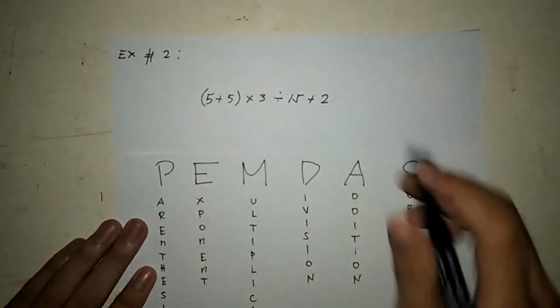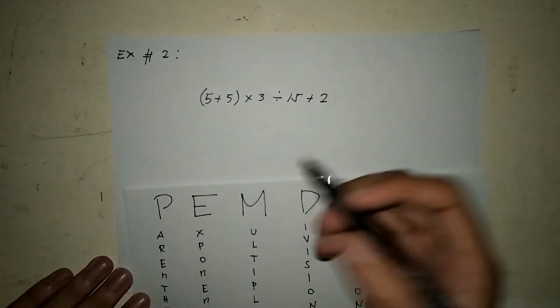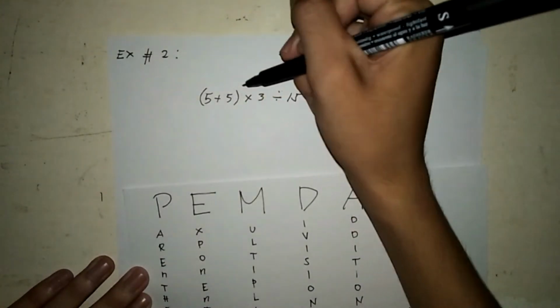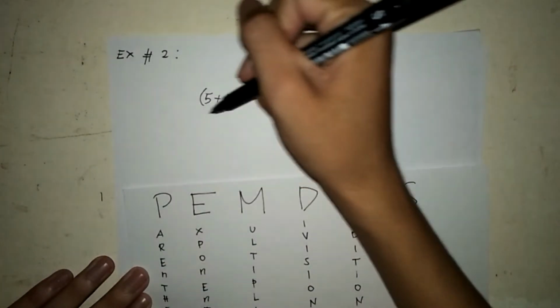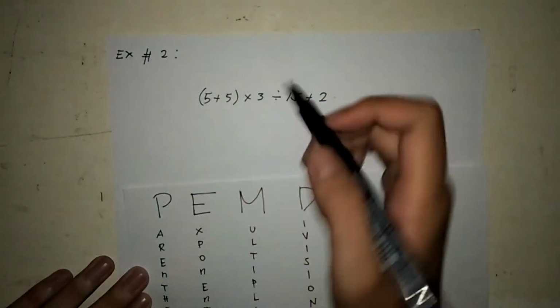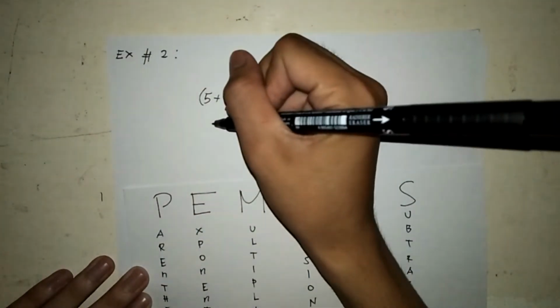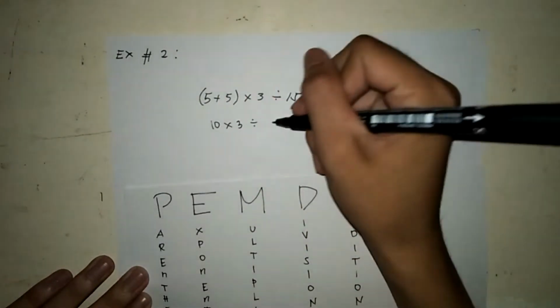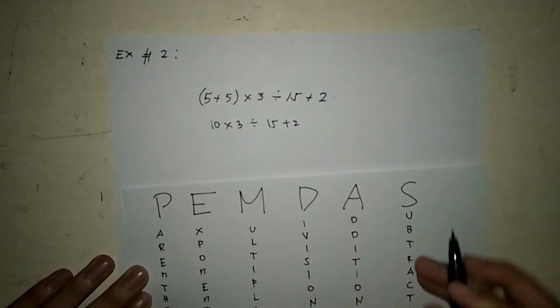So, ito. Example number 2. First, we need to find parenthesis. So, may parenthesis siya dito. Ito yung una nating i-solve. So, ano yung nasa loob ng parenthesis? 5 plus 5 is equals to 10. Let's bring down natin yung times 3 divided by 15 plus 2.